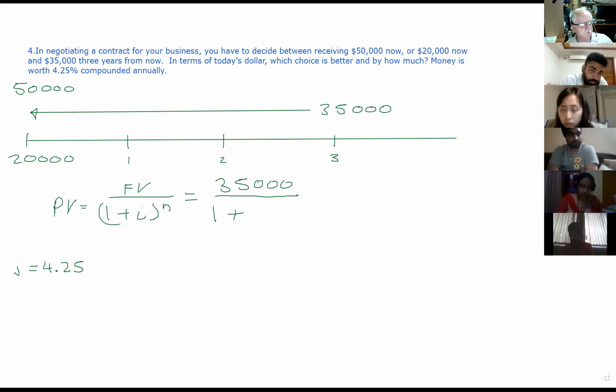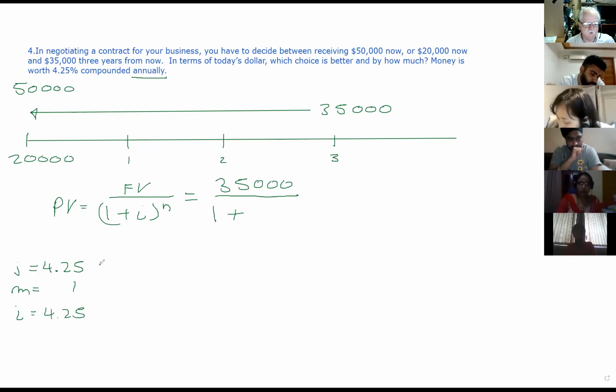What else do we need to know? We need to know M, and how many compounding periods per year? If it's annual, how many is there in a year? Just one. So I is going to be equal to 4.25 percent divided by 1. So that's fairly easy. 4.25%.